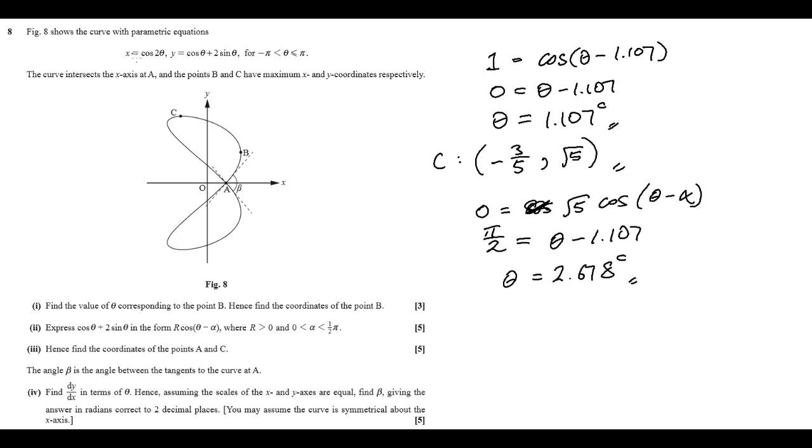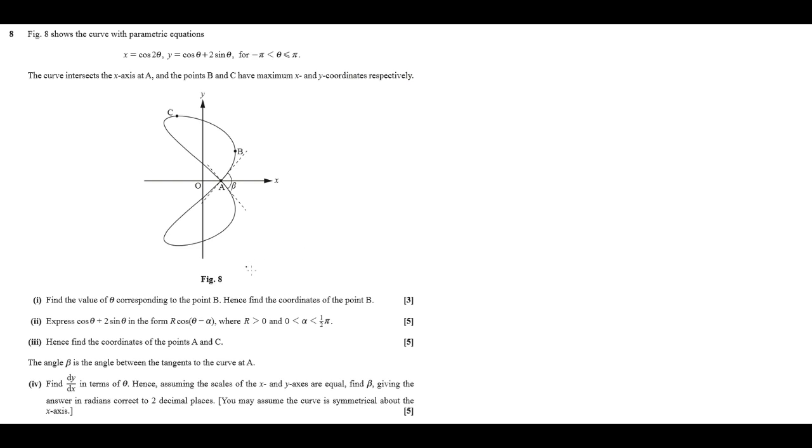Plugging that into the cos 2 theta equation gives you a value of x roughly equal to 0.6, and we know that the y value is 0, so we know the point A is (0.6, 0). So that is part 3 done. So finally, we've got part 4.